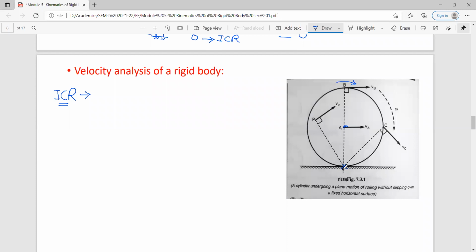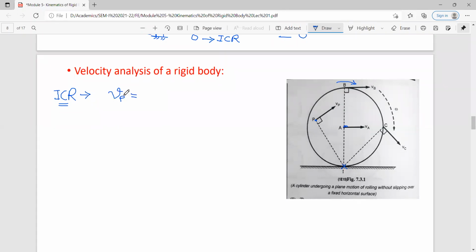Once you know the instantaneous center of rotation, ICR, you can easily do the velocity analysis. So for example, say I want to find out the velocity of point P. Point P is on the cylinder. So if the cylinder is turning, point P is also turning. If I want to find out the velocity of P, I know the formula: velocity is equal to R into omega.